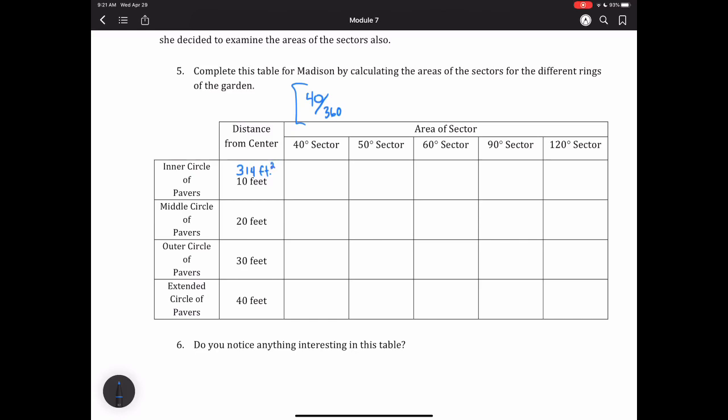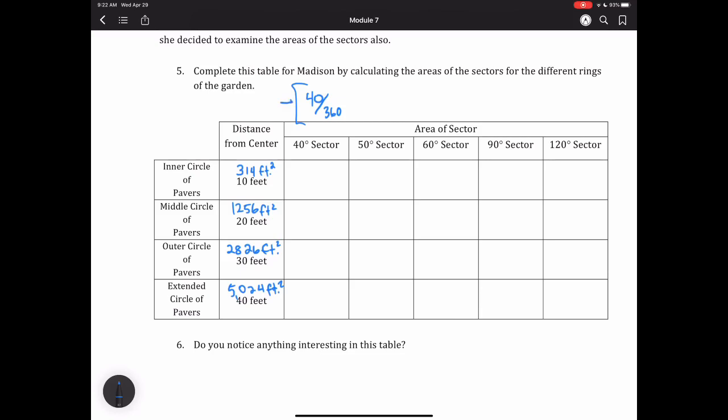And then we're going to do the same thing with 20. So we'll do 20 squared times 3.14, and that gives us 1,256 feet squared. 30 squared times 3.14 gives us 2,826 feet squared. And 40 squared times 3.14 gives us 5,024 feet squared. Okay?